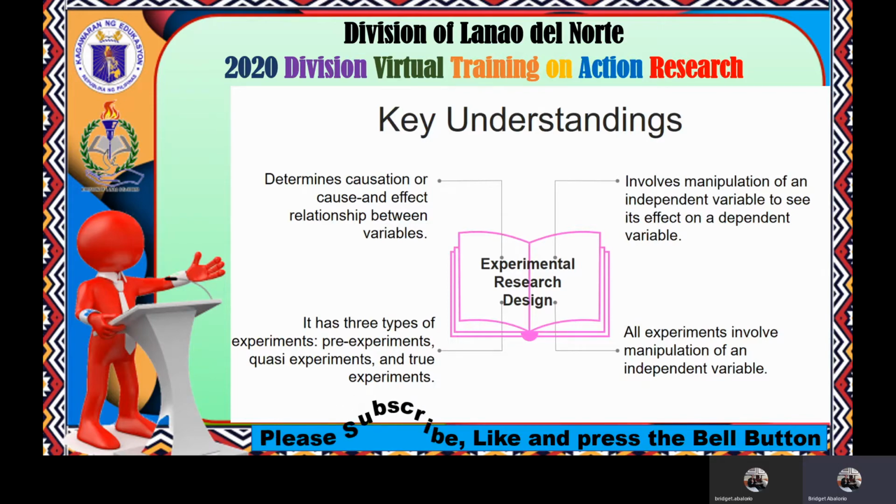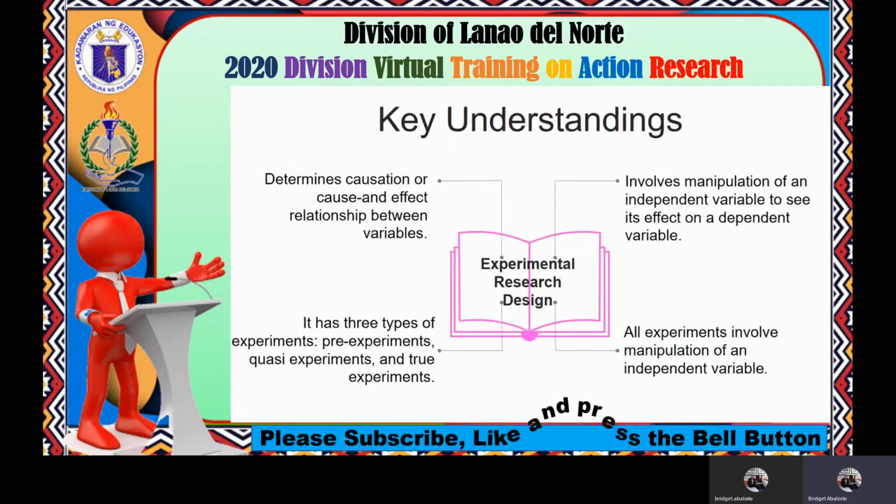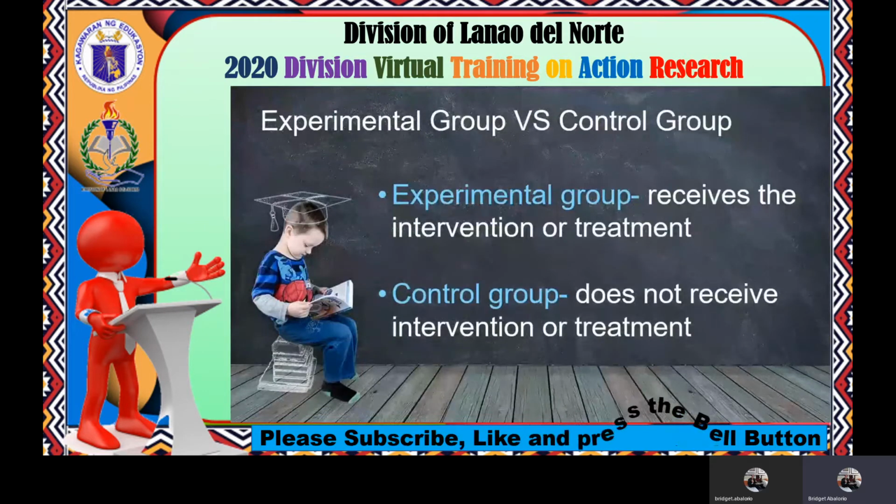Now, before we discuss the three types of experimental research design, let us have the two groups involved during the experiment. So we have here the experimental group, or the group that receives the intervention or the treatment, and the control group, or the group which does not receive the intervention or the treatment.